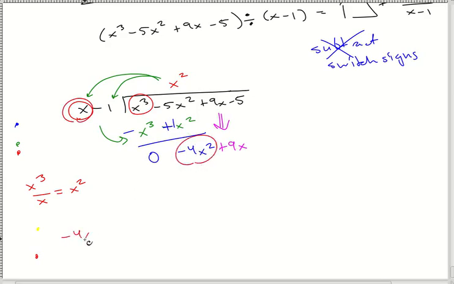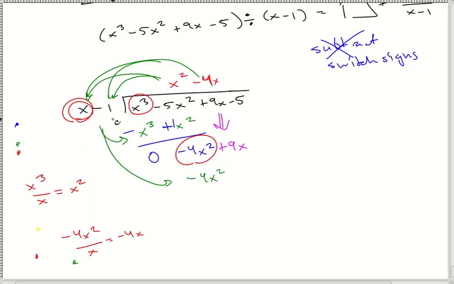I got negative 4x squared divided by x, and I get a negative 4x. I'm going to put it right there. Okay. I'm then going to multiply and distribute, bring it down. Negative 4x times x is negative 4x squared. Negative 4x times the negative 1, two negatives make a positive 4x.